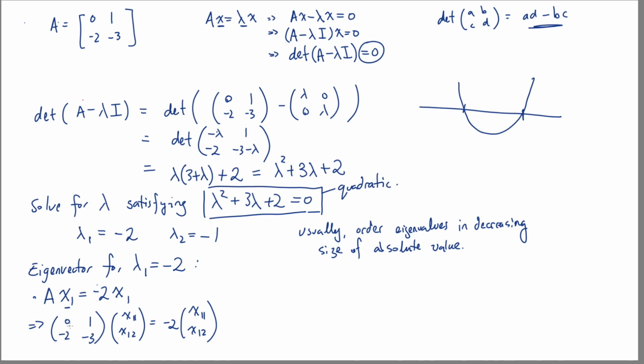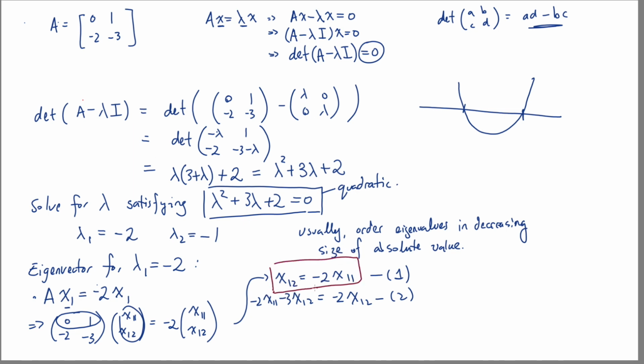Okay, and if I do the matrix multiplication, I'll get 0 times x11 plus 1 times x12. So let me do it here. So I'll get x12 is equal to negative 2 x11. Okay, that's the first equation. And the second equation is minus 2x11 minus 3x12 is equal to minus 2x12. This is the second equation. So you can see all I'm doing is multiplying this row by this column equals the first component on the right, and similarly for the second row. Now actually all we need is the first bit.